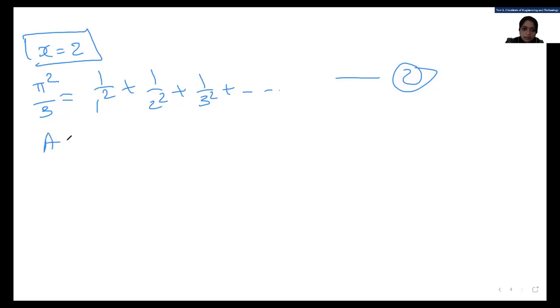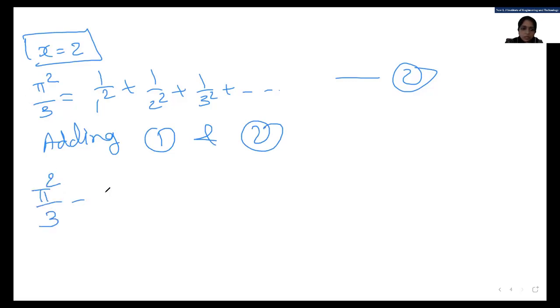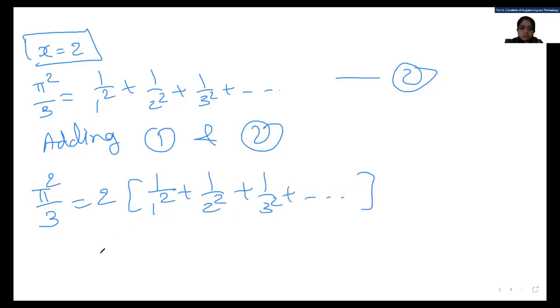Now by adding equation 1 and 2, that is pi square by 3 and 2 times, as my right hand side is same. So 2 times, right, of this bracket. So that's why I have pi square by 6.